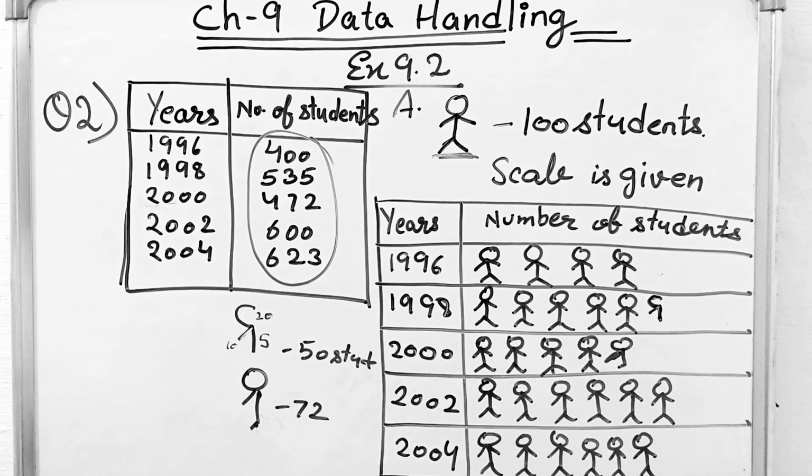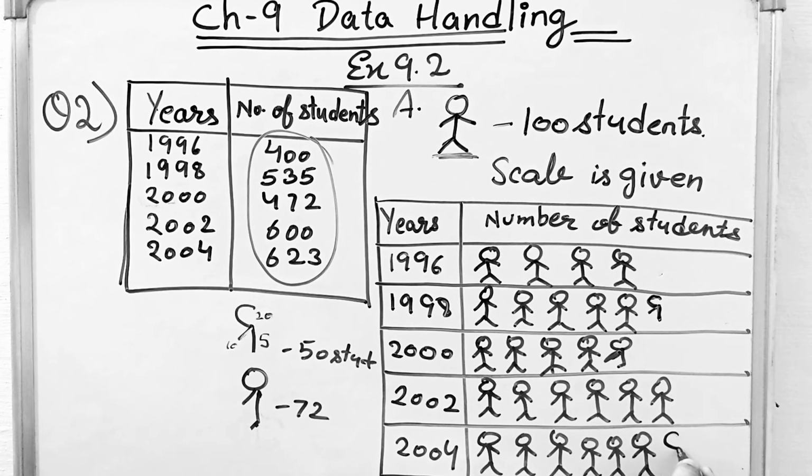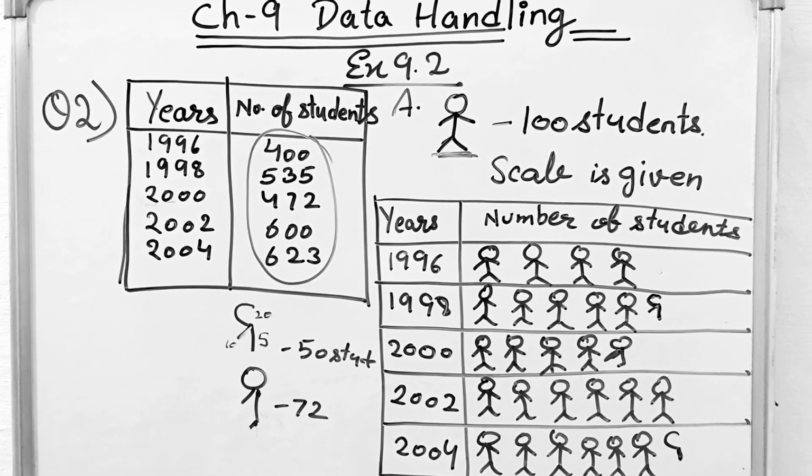So these are 600. Now draw for 23 students. What you will do for that? 20 we have considered the circle or the half of the face. So this becomes 20. And then this is 3. So this will be the pictograph for the given data of students in respective years.